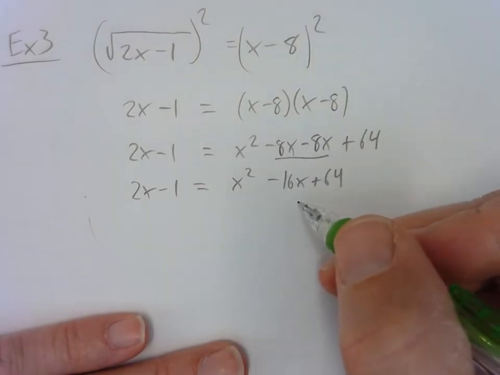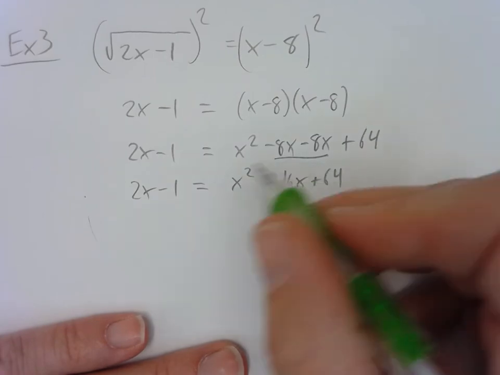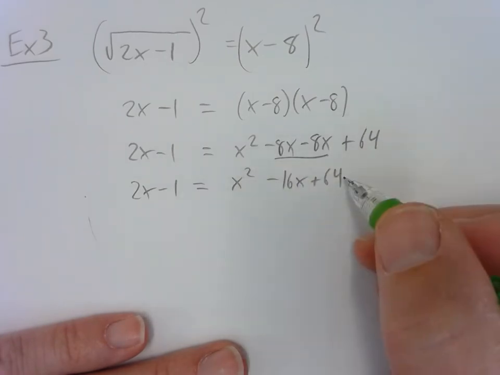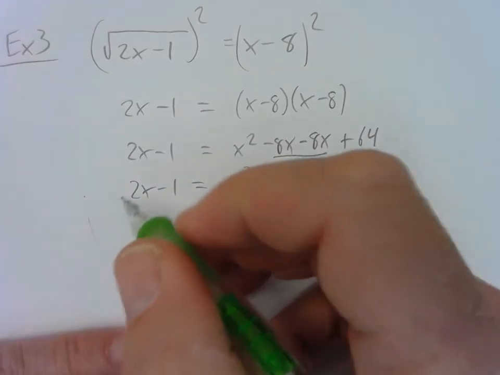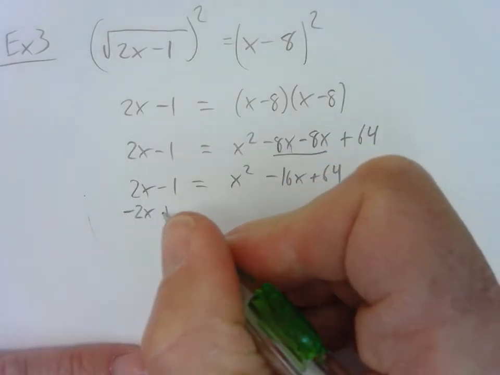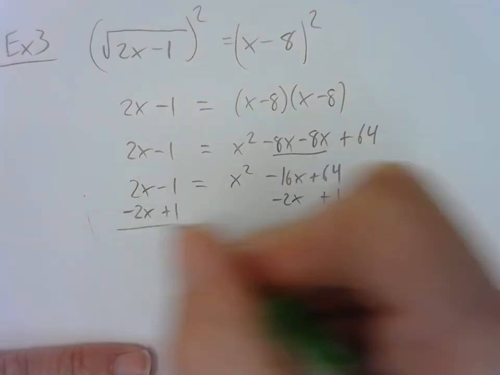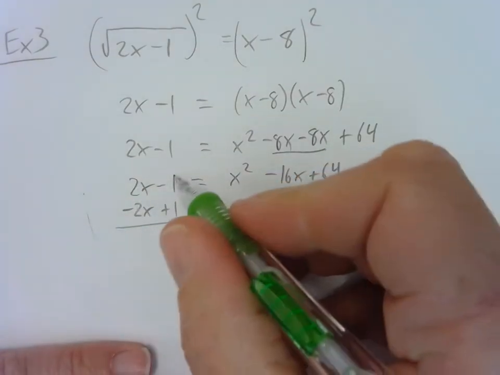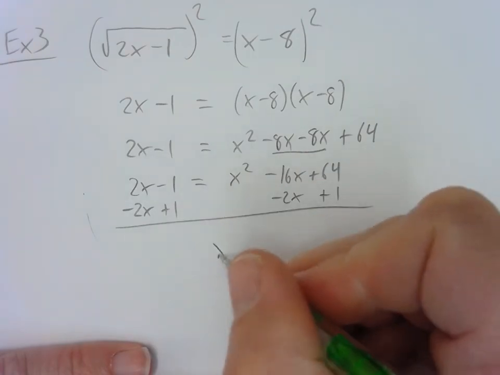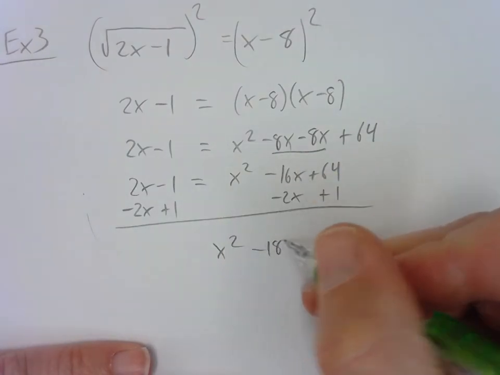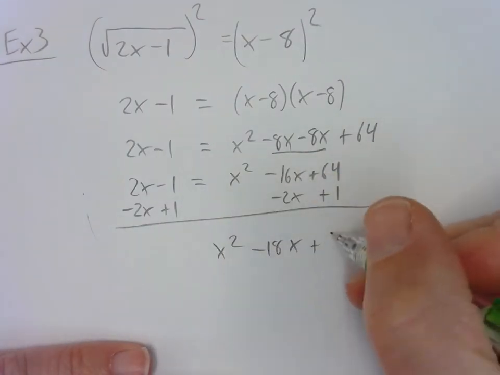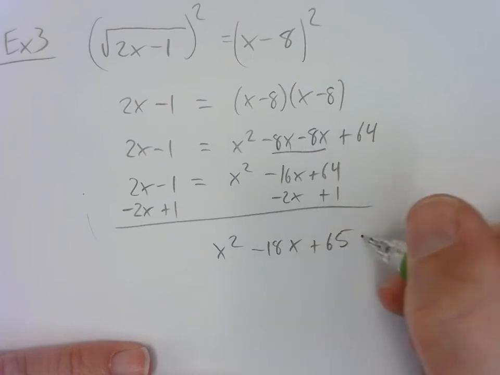Now I have to solve this. How do you solve a quadratic? You always set your quadratics equal to 0. So I'm going to move these two over to get the quadratic set equal to 0. So this cancels out, that cancels out, that makes 0. Get x squared minus 18x plus 65 equals 0.